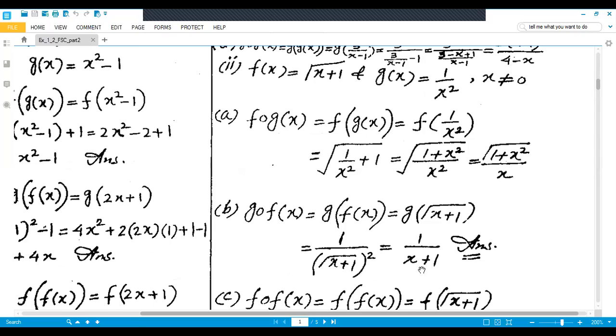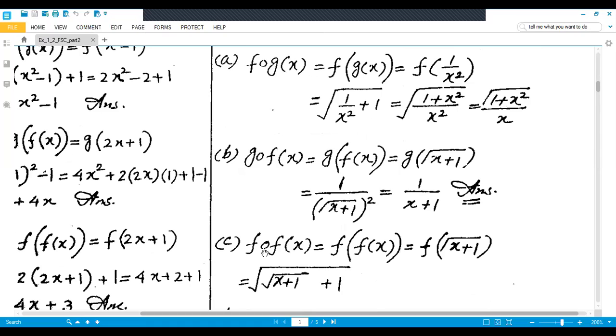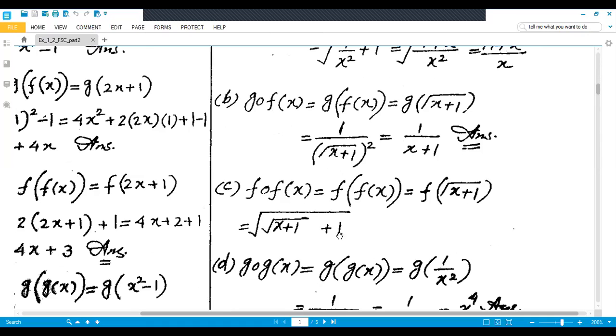Similarly, you will do f of f of x, which means that in the given function f of x, where you find x, you put under root x plus 1, like this. So under root of under root x plus 1 will be the answer. You can't simplify it more, so you will write it as it is.